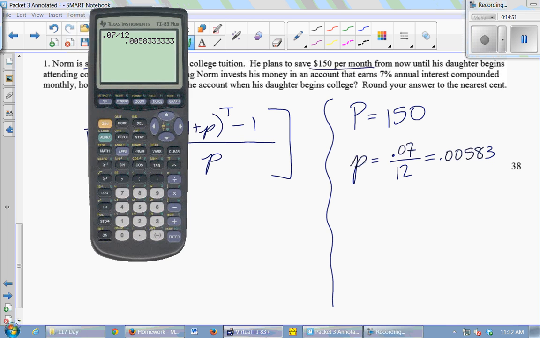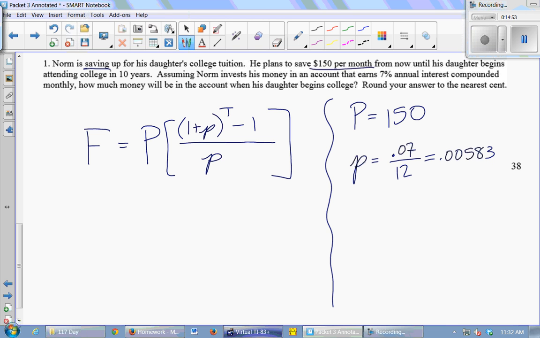Okay, and so one more letter in here is capital T, right? Capital T is the number of deposits we're going to make total. So we're making 12 per year for 10 years. So T would be 120. 12 per year times 10 years is 120 total deposits. So then we just plug in all the stuff, right?